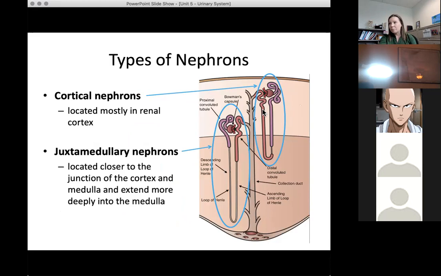But the other type of nephron are called juxtamedullary nephrons. It's a long name. And these are the ones that are a little bit lower down. So they extend more deeply into the renal medulla. They're going down into the renal pyramids. You can see the loop of Henle is a lot longer and it's going much further down into the pyramid. So those are the two types of nephrons.